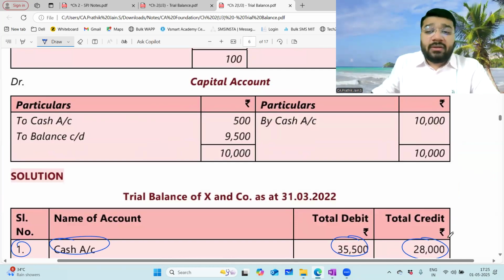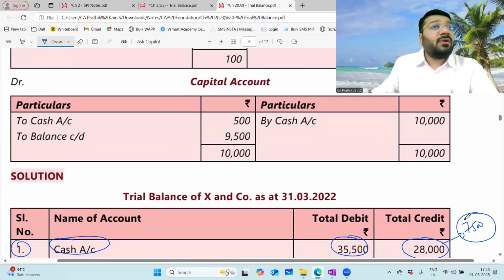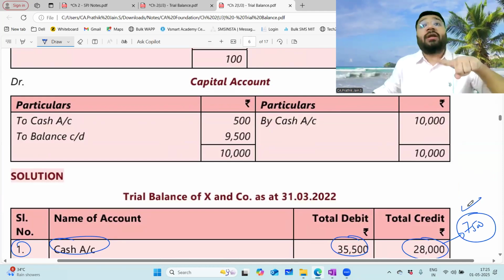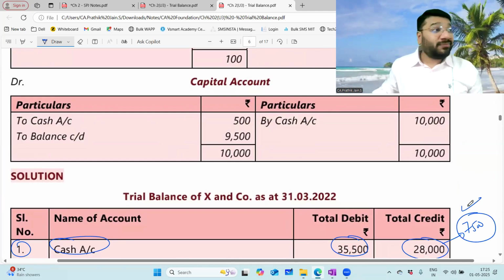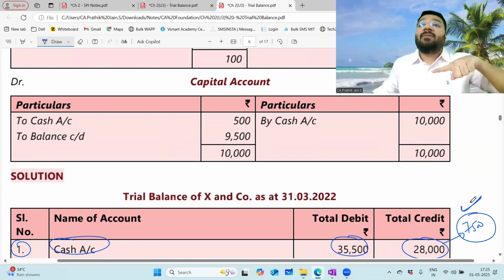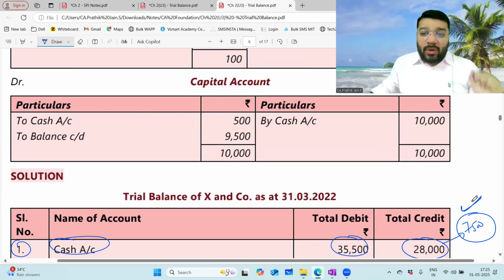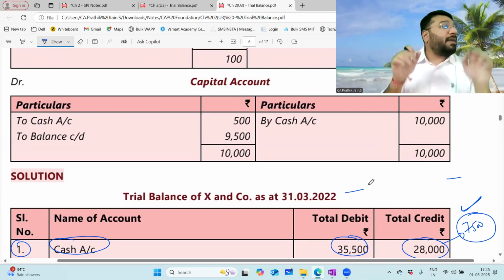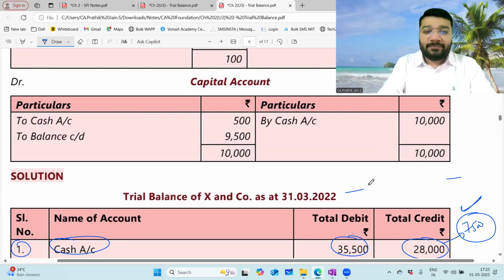Now, can I say on the credit side there's a shortfall of 7,500? So this 7,500 shortfall in the credit side means there could be a shortfall in the debit side somewhere else, in some other account. If there is a minus in one place, there will be one more minus in another place, and this minus and that minus will balance it. I'll make you understand now, don't worry.